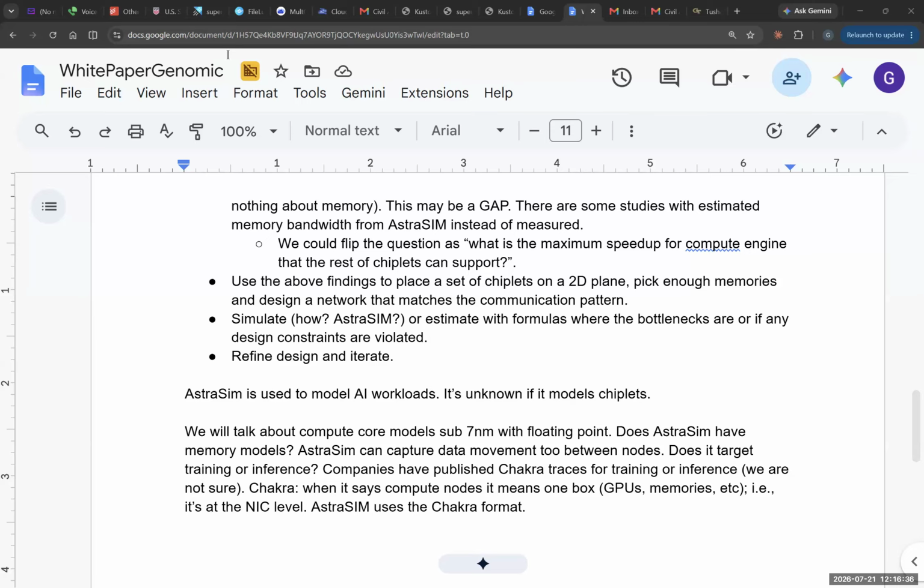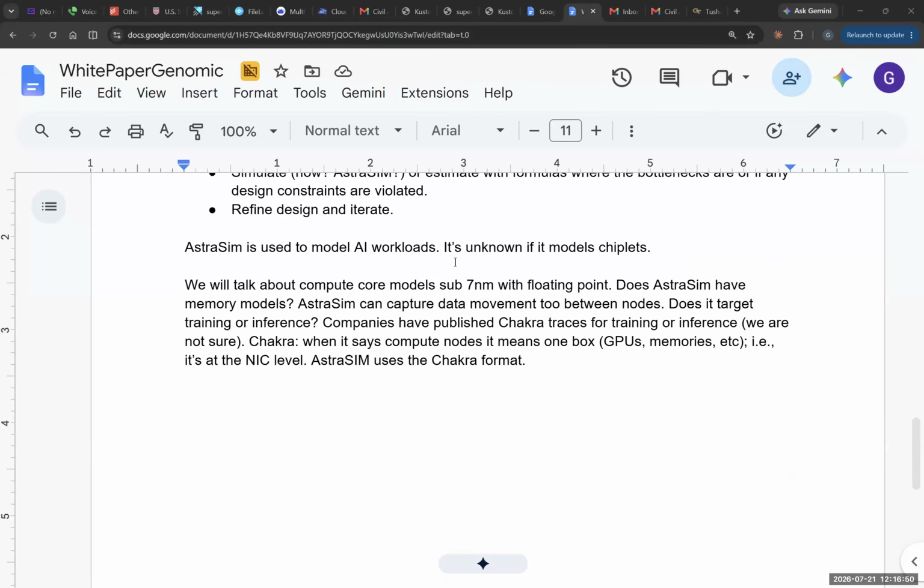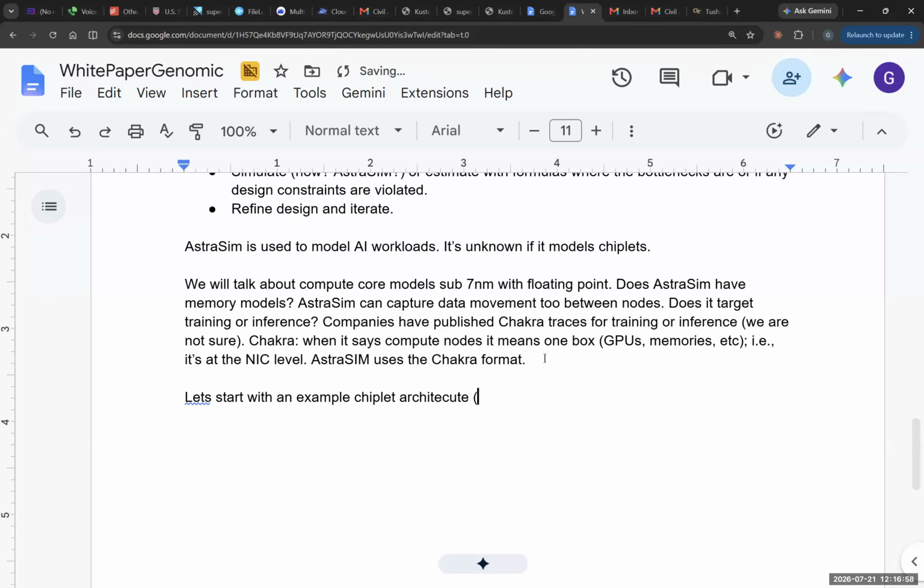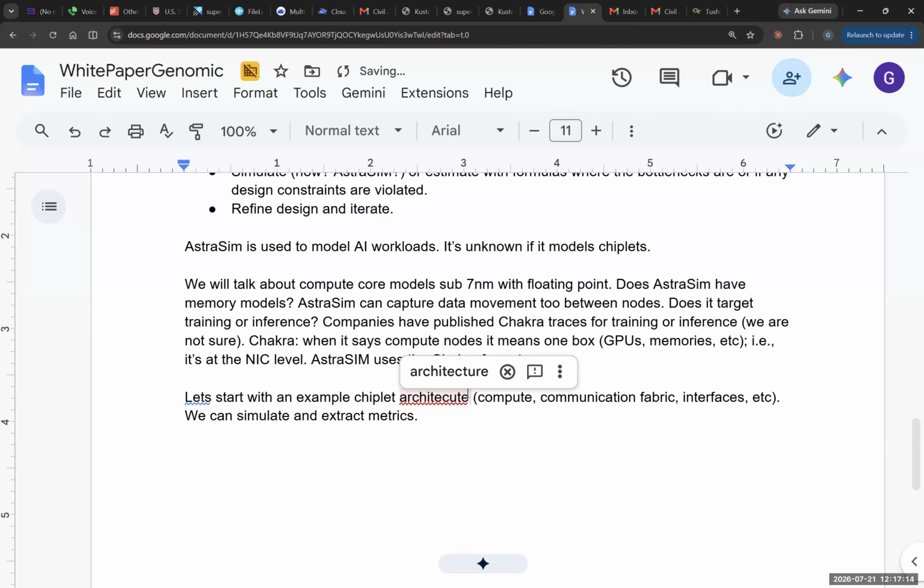But going back to what we're trying to do, George, one thought was, let's start with an example chiplet architecture that has the compute and the fabric and the interfaces and the memories. We can start with one. I can give you simulation results and tell you what the performance of this will be. And then we can decide the next step. What do we do? Do we add more compute, more bandwidth, different memory, that kind of stuff?